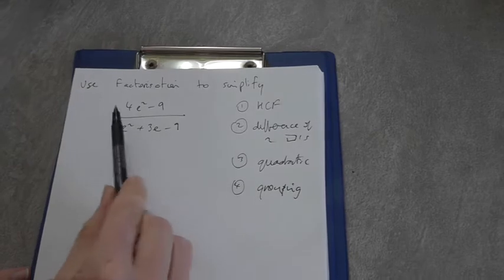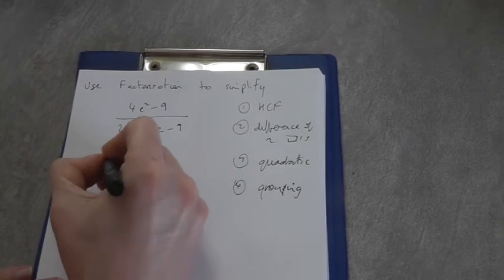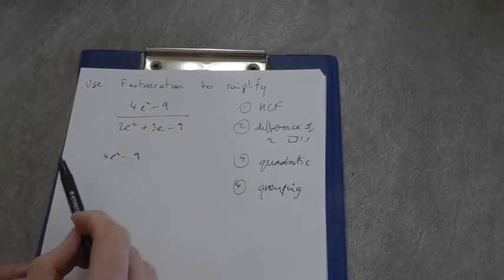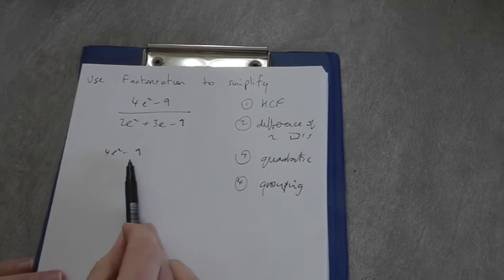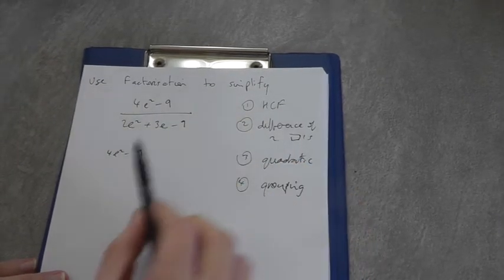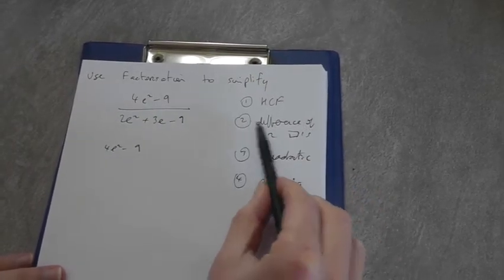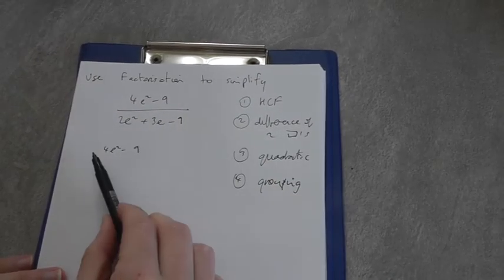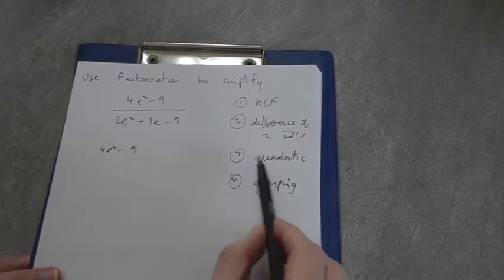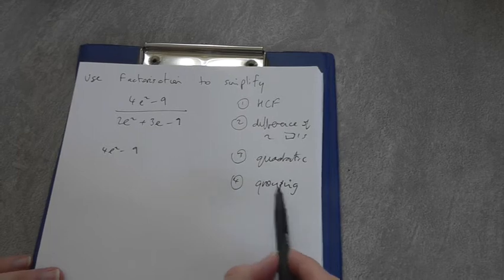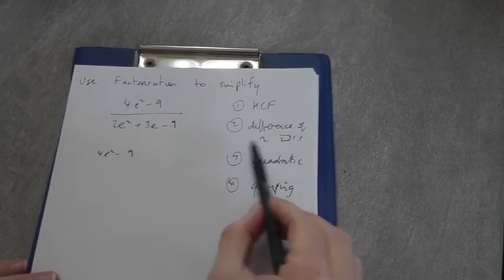Now, I'm going to just pick the top of the fraction here. I see 4e squared minus 9, and I'm going to write that there. And I'm going to examine which type of factorization would work for this particular expression. Now, a highest common factor, I can't think of a term that divides into both, so we'll discount that. A difference of two squares, that's definitely a possibility. A quadratic, I don't think so. A quadratic is generally 3 terms, and grouping is generally 4 terms. I only see 2 here. So I'm going to go with the difference of two squares.